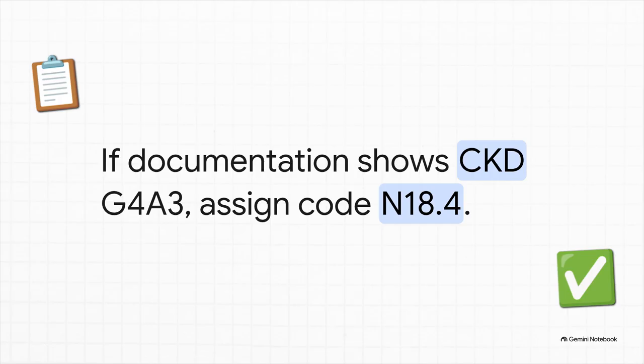So here's how we apply it in the real world. If your physician's documentation simply reads CKD G4A3, you don't need to panic or query the provider for a stage. You just isolate that G4 component. That G4 translates straight to code N18.4, which is Stage 4 severe chronic kidney disease. It's really a direct one-to-one mapping once you know the formula.